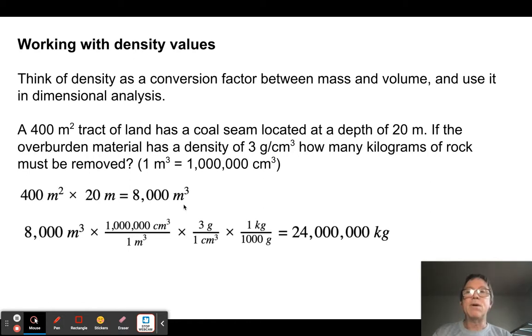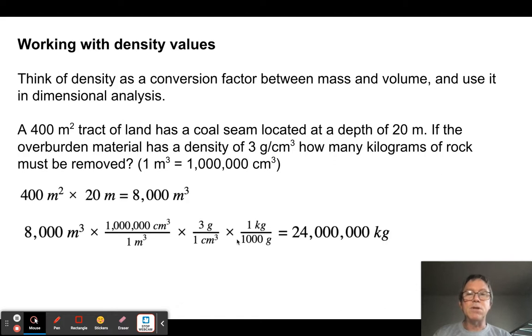Now what I'm going to do is convert those 8,000 cubic meters into kilograms. So I say 8,000 cubic meters. Where does this have to go? It must go in the denominator. What can I turn cubic meters into? I'm told I can turn cubic meters into cubic centimeters. So 1,000,000 cubic centimeters equals 1 cubic meter. Now, if I have cubic centimeters here, it has to go down below, and that's where the density comes in. When I'm given this, what that really means is 3 grams is equivalent to 1 cubic centimeter. So 1 cubic centimeter equals 3 grams.